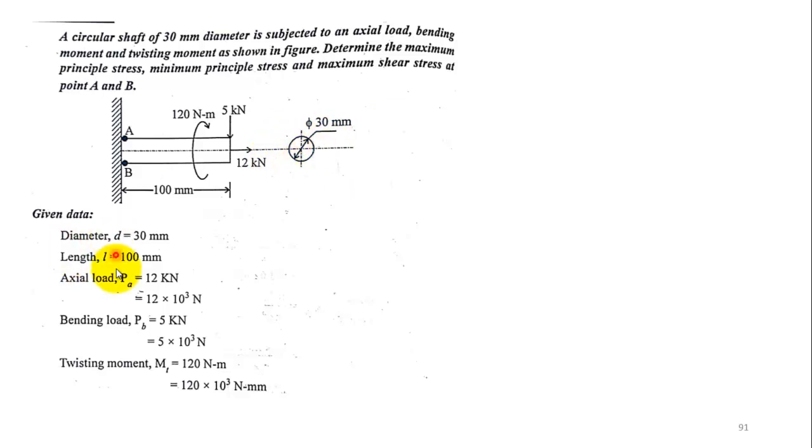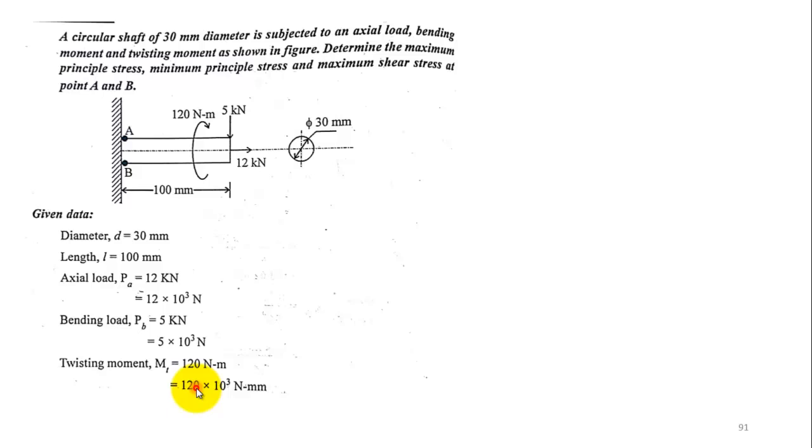So first you have to write down the given data. Already we know what notations we have to use. For diameter D, for length L, and also axial load. If it is a load, we have to use the notation P. Load we have to use PA. Suffix A denotes axial load, 12 kilonewton. Then similarly bending load PB. Bending is denoted by the letter B, 5 kilonewton. Then we have to denote a twisting moment as MT, M suffix T.